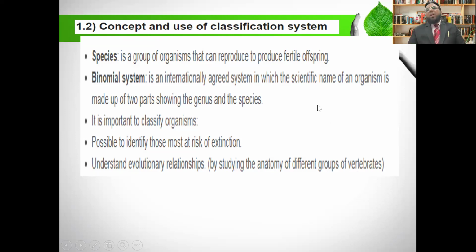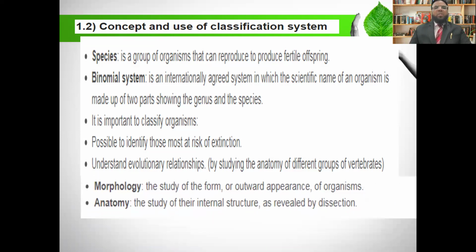So see here, each and every organism has a specific name, that is a scientific name, and the scientific name consists of two parts, that is the genus name and the species name. Genus name is the first name, and the species name is the second name. For example, the biological name of human being is Homo sapiens. So Homo is the genus name and sapiens is the species name.